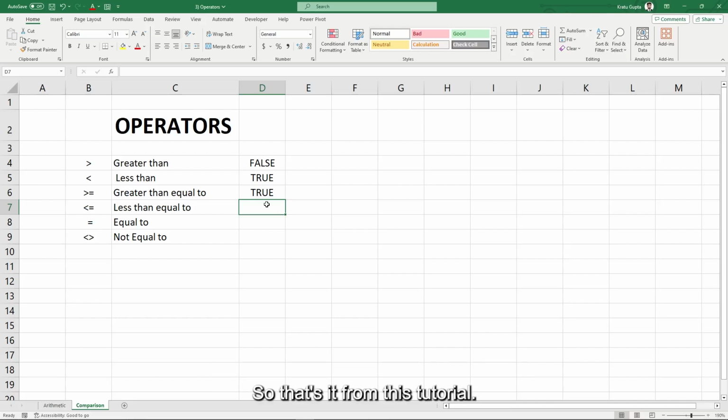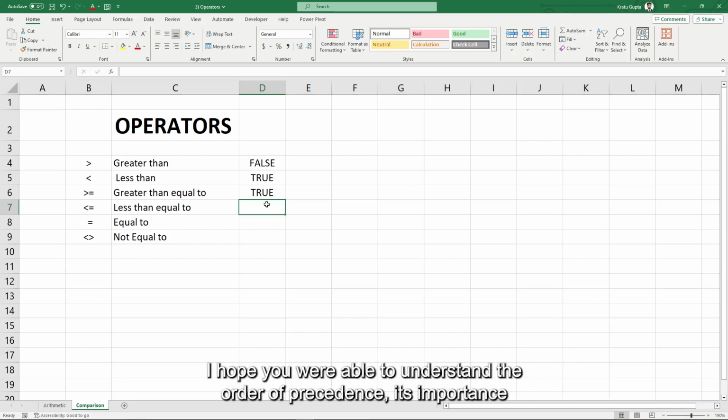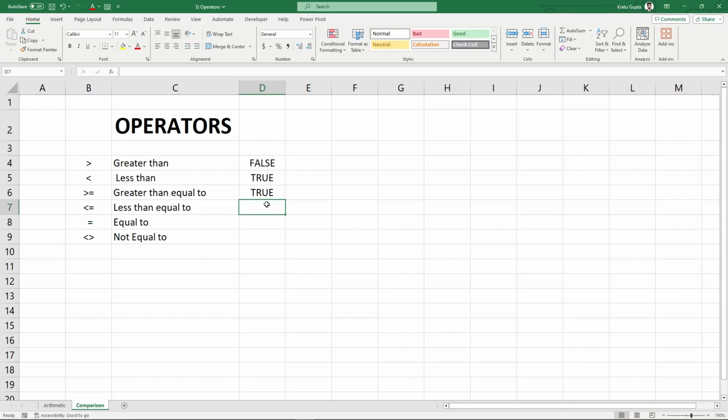So that's it from this tutorial. I hope you are able to understand the order of precedence, its importance, and comparison operators as well.